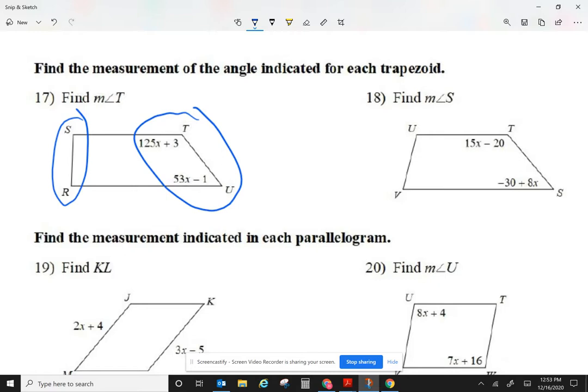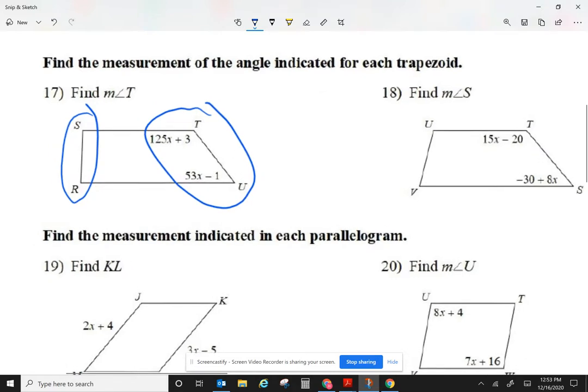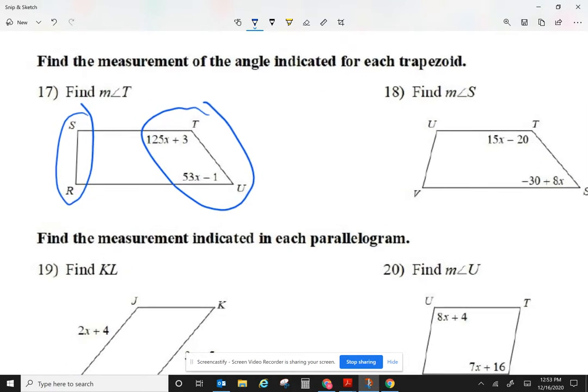So the way I'm going to solve for x here, first, let me solve for x. I'm going to add those two angles. I'm going to go 125x plus 3 plus 53x minus 1. I'm adding the two angles, and it is equal to 180.